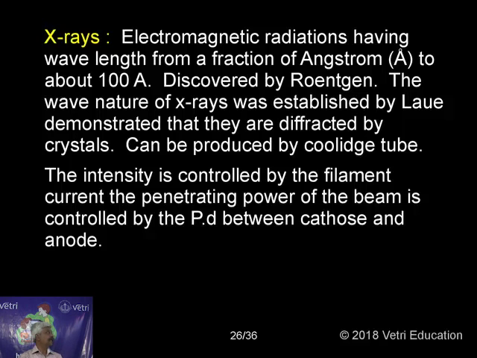When fast moving electrons are suddenly stopped by any metal target, the outcoming rays are X-rays. So the electron comes very fast and is suddenly stopped by the metal target. These X-rays can be produced by the instrument called the Coolidge tube. The Coolidge tube is an instrument used to produce X-rays. The wavelength of X-rays is from 1 angstrom or a few angstrom to 100 angstrom.